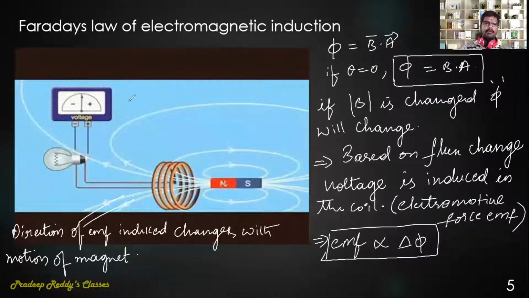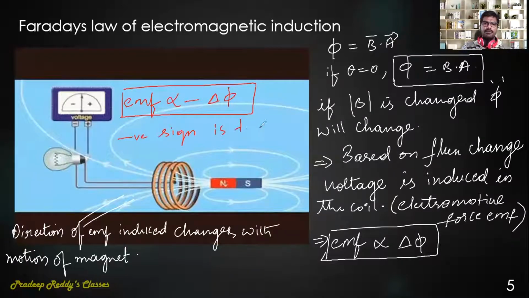Therefore, EMF produced is directly proportional to minus delta phi, and that negative sign is due to Lenz's law. And what is Lenz's law? We will of course discuss in the next coming slides. This negative sign which is introduced here states that the direction of magnetic flux and the EMF induced are opposite to each other. That is what the negative sign represents.